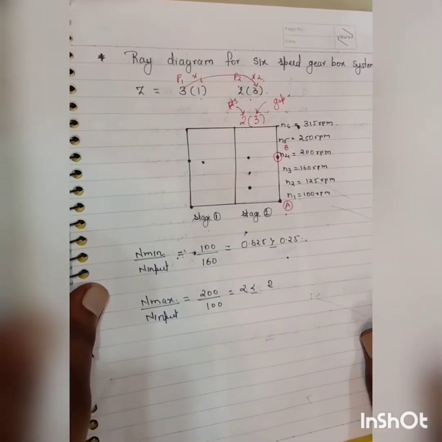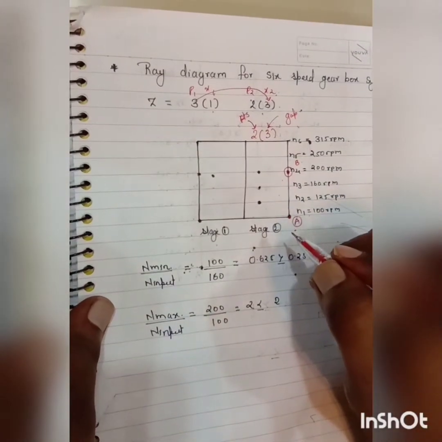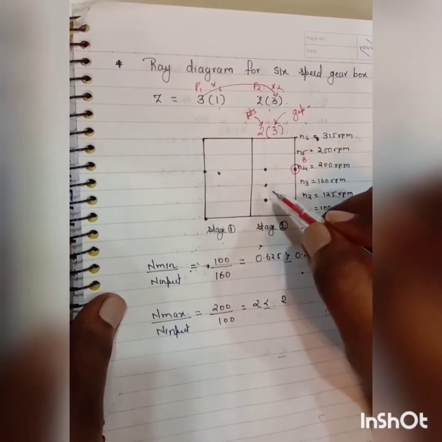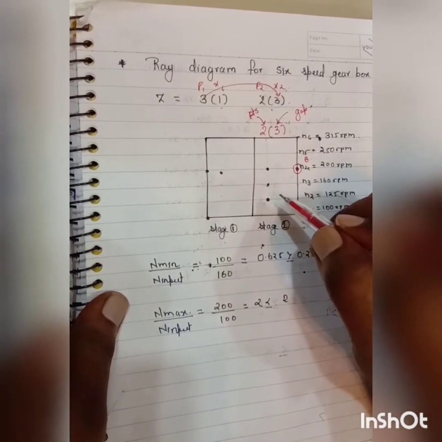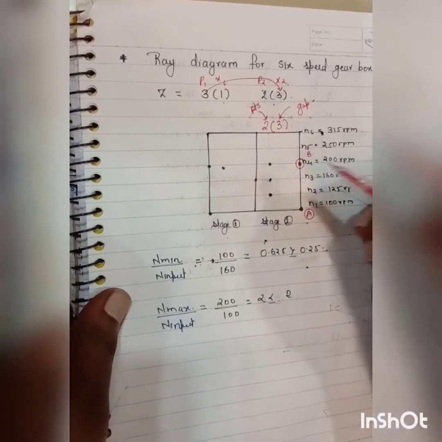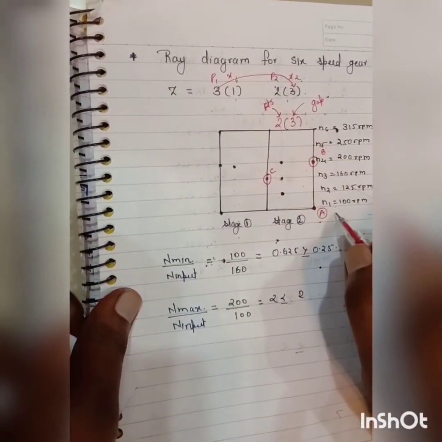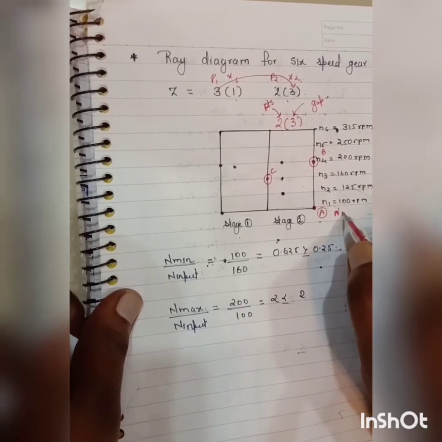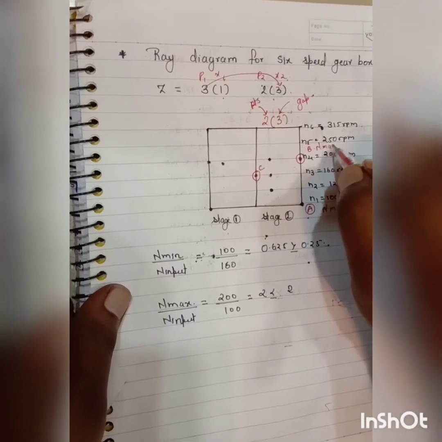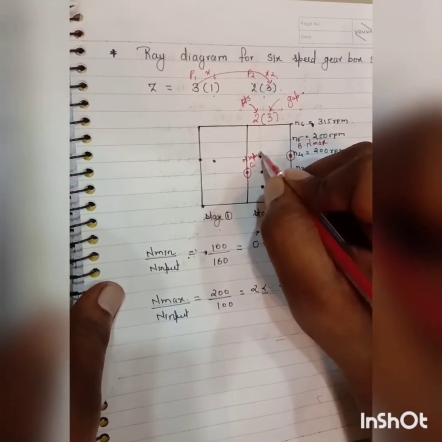Now you have to take the input. Input will always be the middle value or somewhere higher than the middle value. So I will be selecting N3 as the input, which is 160 RPM. I will denote it by C. So point A becomes your N minimum, point B becomes your N maximum and point C becomes your N input.